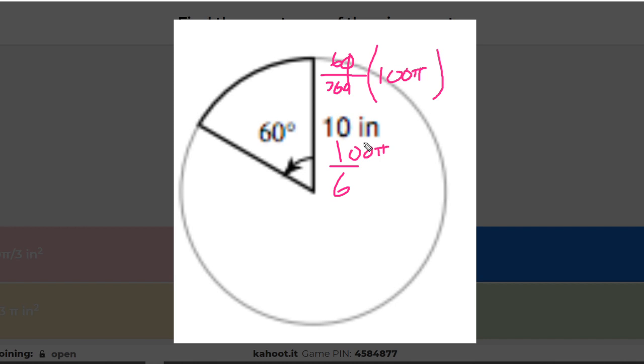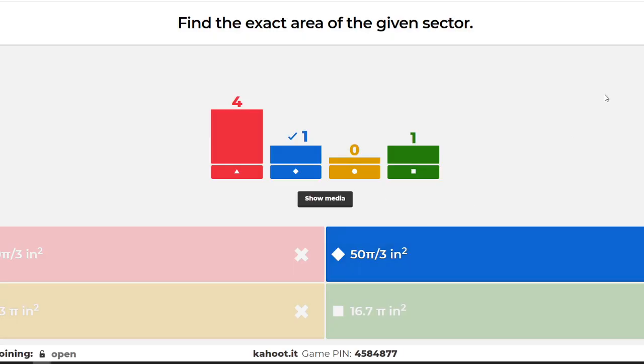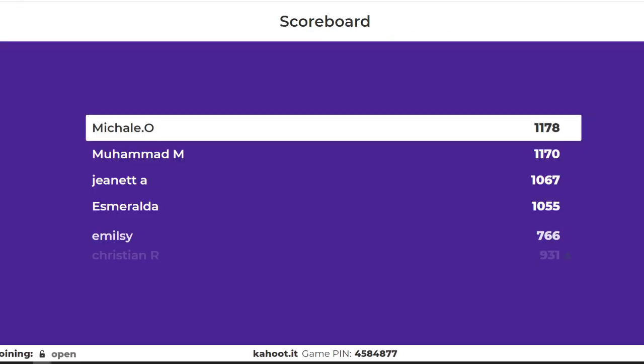What's the biggest number I can divide 100 by? Ryan, you can answer that too while you're here. What's the biggest number you can divide 100 by? 2? Yeah, you're right. It is 2. So 50 and 3. So we end up with just 50 pi over 3. Fact machine. And that's what that says. 50 pi over 3. One person got that.